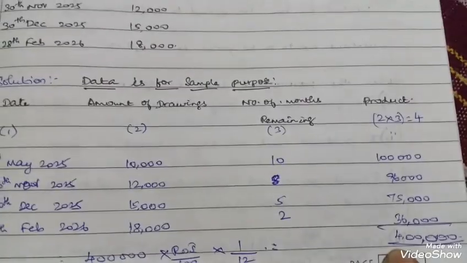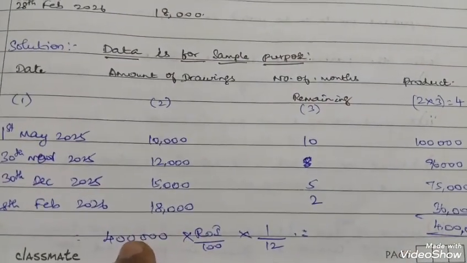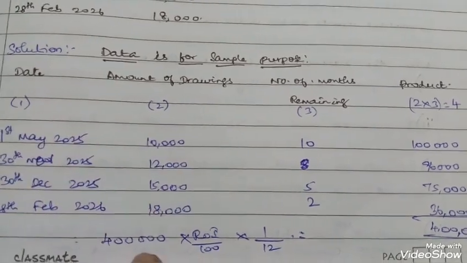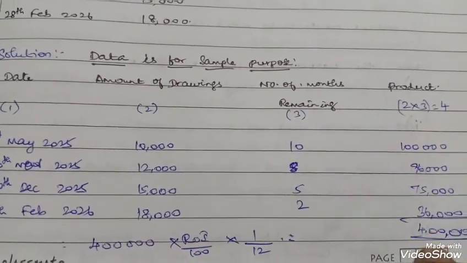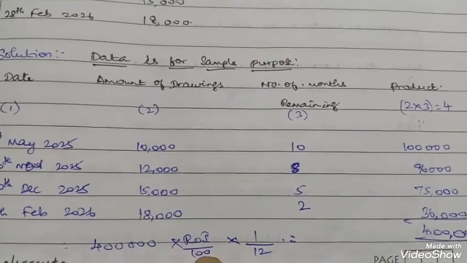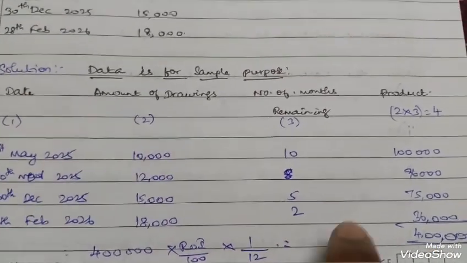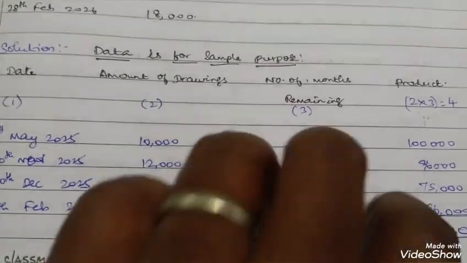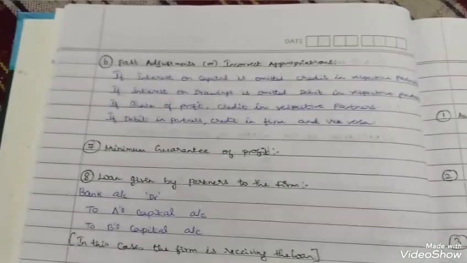Then total the products. Then the formula for calculating interest on drawings under this method will be 4 lakhs into rate of interest by 100 into 1 by 12. 4 lakhs is the total of the products. This 1 by 12 is very important for this method. So you will get the interest on drawings for this method. That's it.